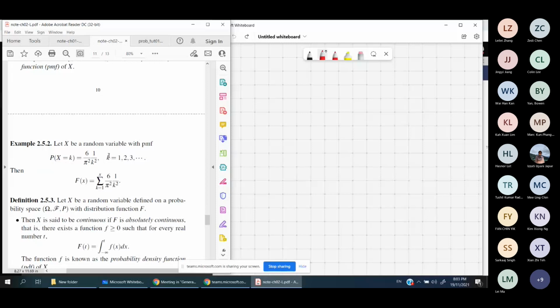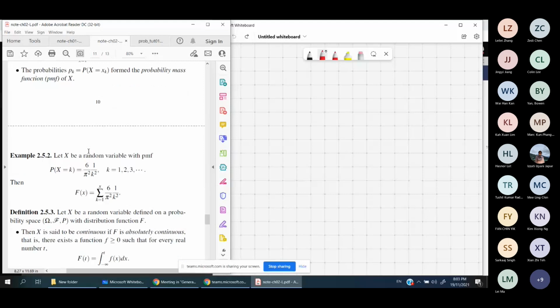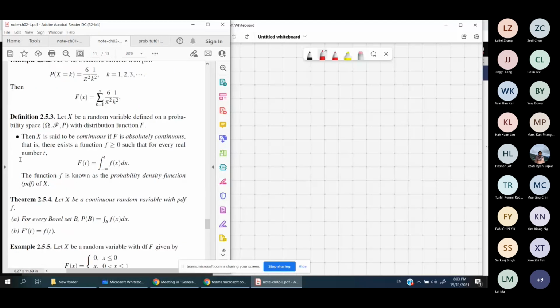Then we have this as a simple example. If X is a random variable, then we have a mass function P of X equals k like that. Then F of x equals this, so we just sum all of it. Okay, so this is straightforward.